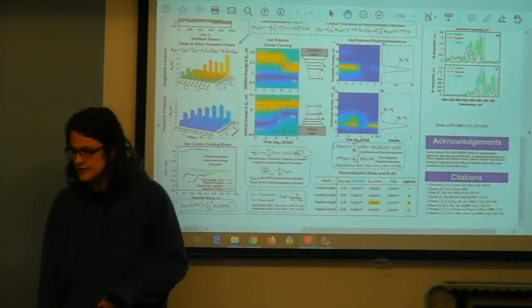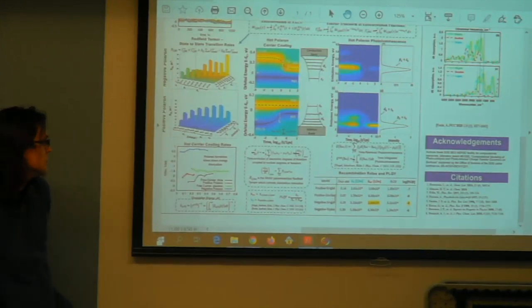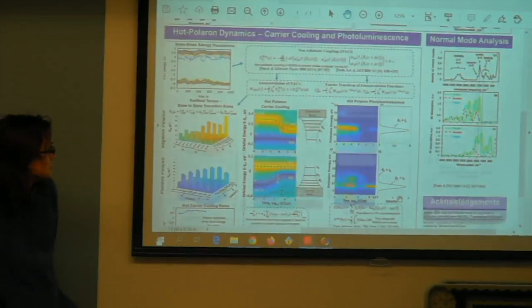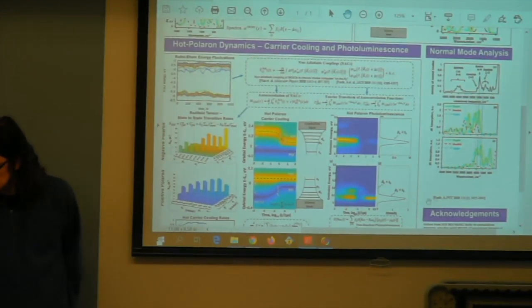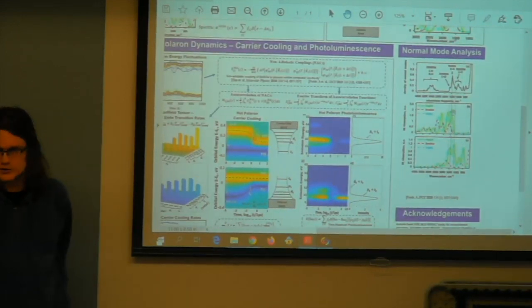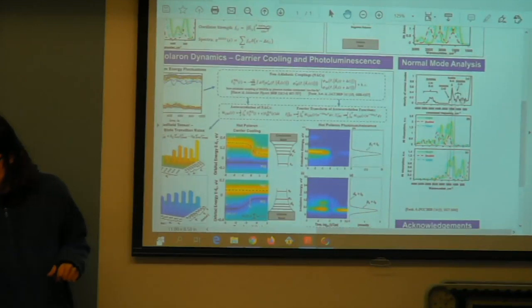To try to figure out why the negative singlet showed slower non-radiative relaxation, we computed normal modes for the system, a reduced version of the system. I won't get into that, but that's what I plotted.